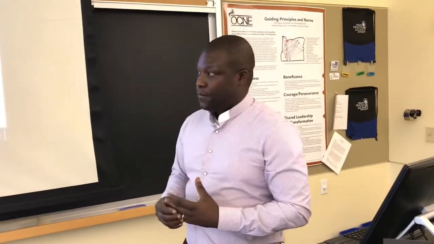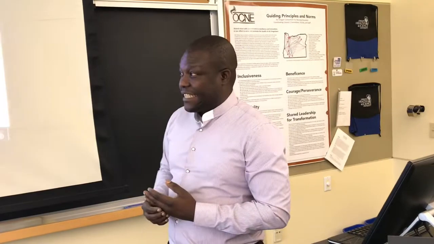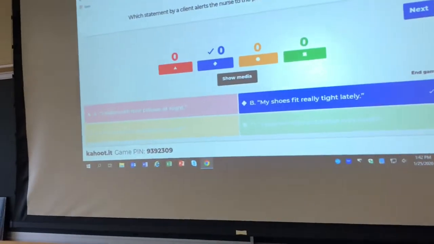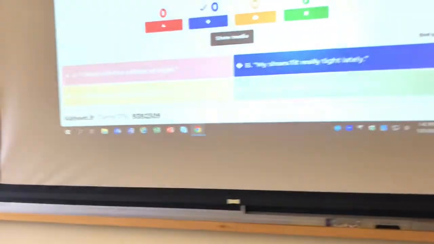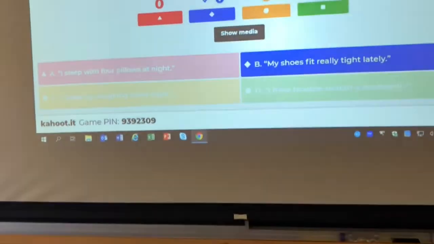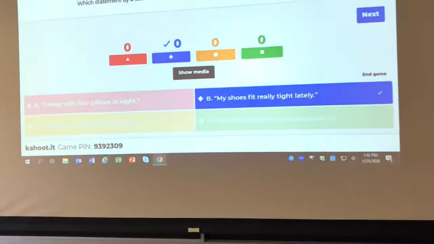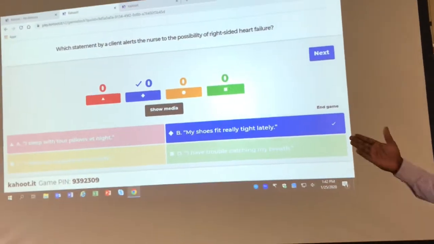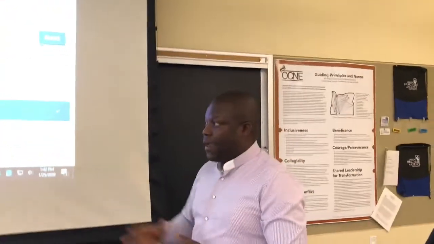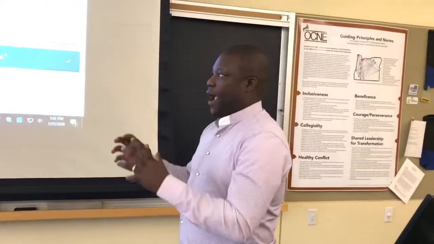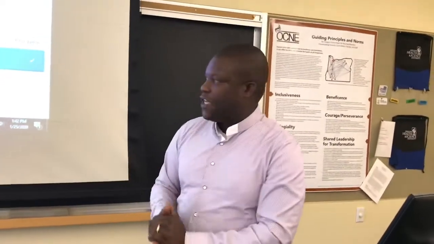And so, the first option says, I sleep with 4 pillows at night. When you look at that option, it really didn't give you any further information. Perhaps it tells you that the patient doesn't feel comfortable, but it doesn't lead you anywhere. It doesn't give you any specific information.